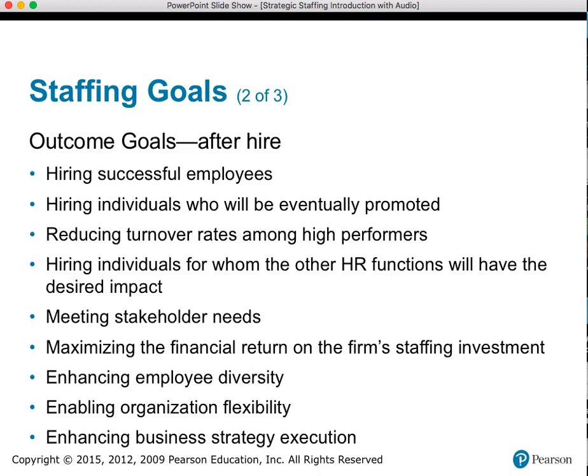So we want to hire individuals for whom the other HR functions will have the desired impacts. We want to hire someone that we know will respond well to training, that will be good performers, who will do a good job, get good pay for performance, those kinds of things, so that we don't need discipline. Other goals is meeting stakeholder needs, right? If our stakeholders are telling us we need to have greater skill in a particular area, we need to make sure we're training employees to meet those needs.